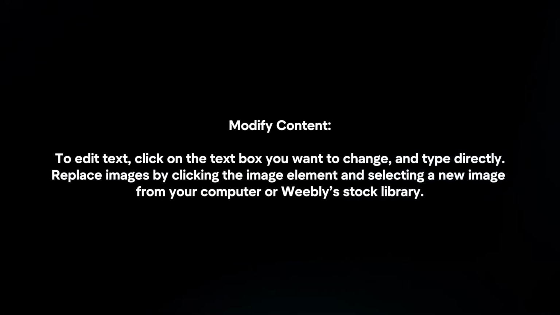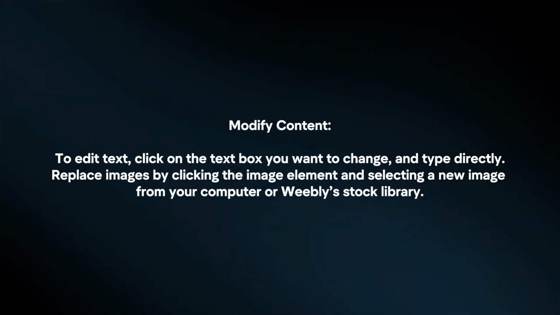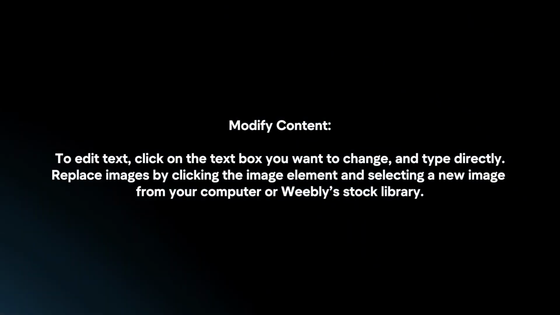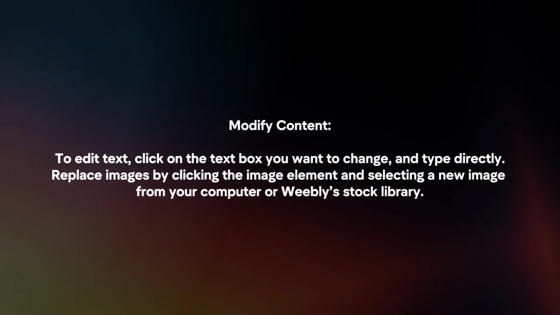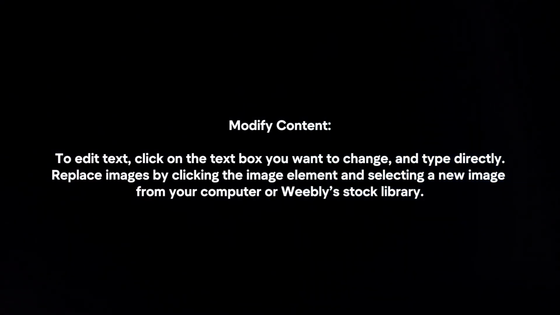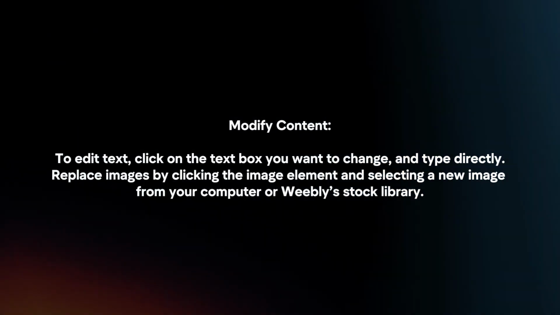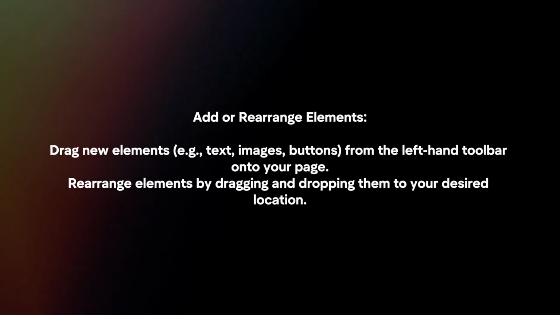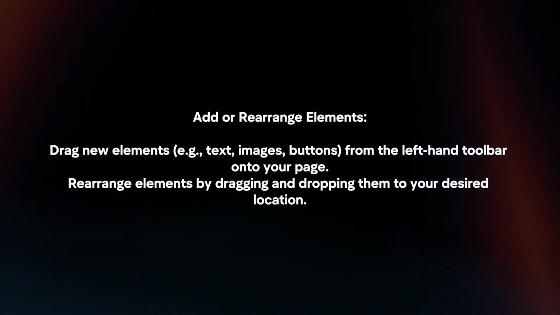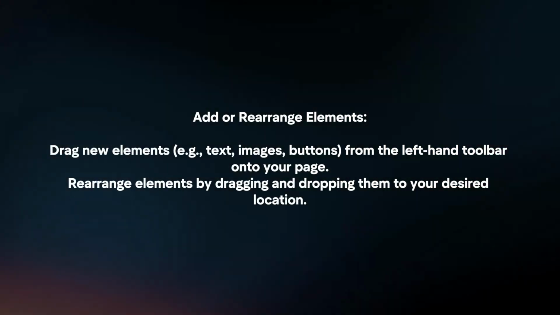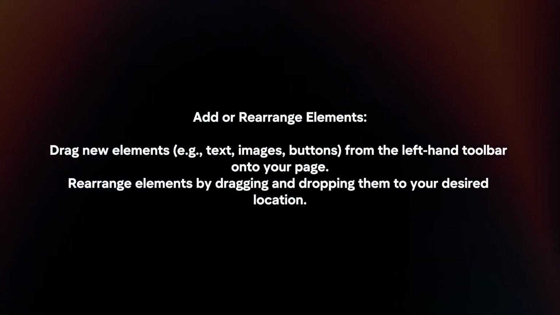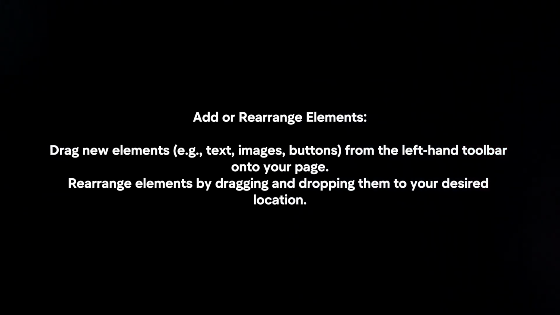Modify content. To edit text, click on the text box you want to change and type directly. Replace images by clicking the image element and selecting a new image from your computer or Weebly stock library. Add or rearrange elements. Drag new elements from the left-hand toolbar onto your page. Rearrange elements by dragging and dropping them to your desired location.